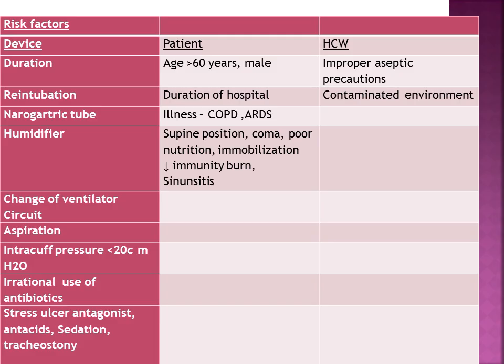Then patient associated factors, the age more than 60 years and males are predominant. Then duration of the hospital stay, more the duration, more the pneumonia can happen. Then illness, like patient is having COPD, chronic obstructive pulmonary disease or ARDS. Then supine position, coma, poor nutrition, immobilization, decreased immunity, burn, sinusitis. So these are all patient related factors. Then healthcare related factors, in that improper aseptic precautions while handling the endotracheal tube or ventilator and contaminated environment.